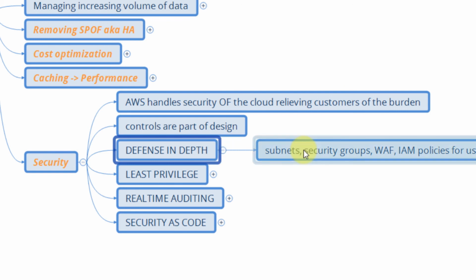Defense in depth. Secure everything: your subnets using network ACLs, your VMs using security groups, and your edge using the web application firewall. Make sure you have well-documented permission policies for users and groups and resources. And make sure you use encryption everywhere.